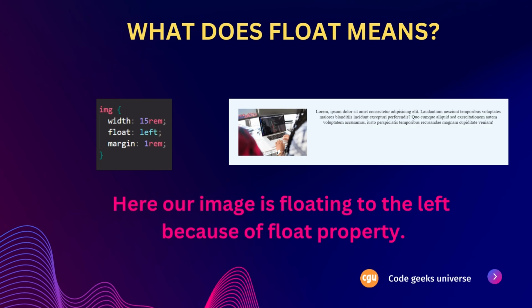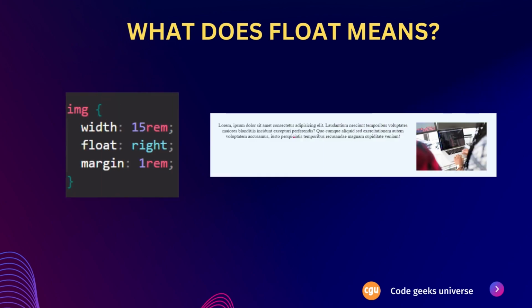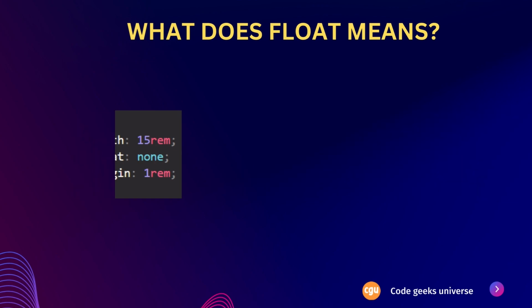And the available values for the float property include left, which positions the element to the left of its container. Then the value right positions the element towards the right side, while the value none keeps it in its default position. By default, the float property is set to none. Additionally, if you use the value inherit, the element will inherit the float value of its parent element.